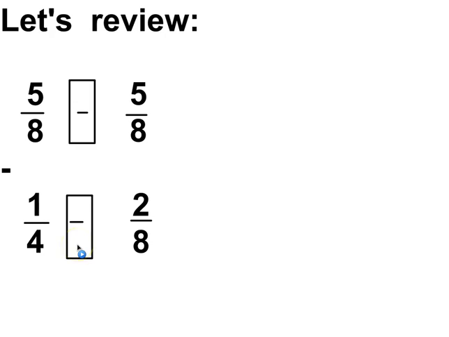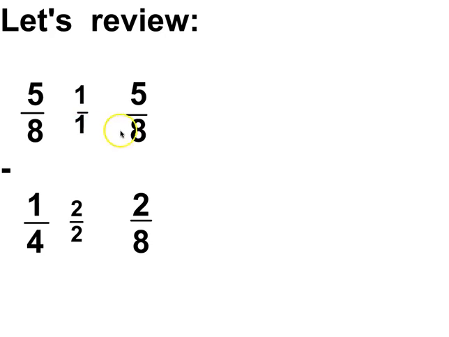So now I'm going to find my greatest common factor. 4 times 2 is 8. 1 times 2 is 2. 8 times 1 is 8. 5 times 1 is 5. Remember, we said if your denominator does not change, your fraction is going to stay the same. So 5/8 does not change. Now, I'm going to subtract my numerators. 5 subtract 2 is going to leave me 3/8.